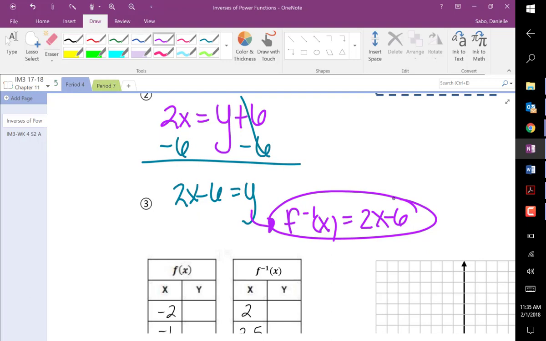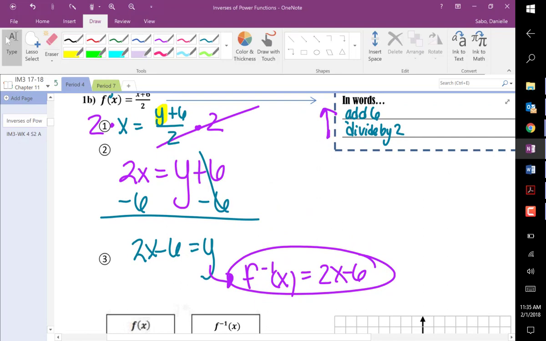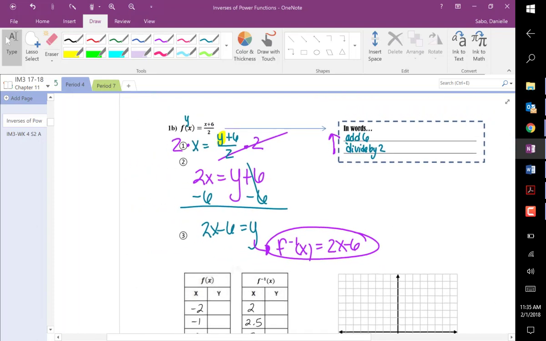Look, again in words, the first one we were adding 6 and dividing by 2. And you told me we would be multiplying first and then subtracting 6, which is true. That's what an inverse is. It's the complete opposite.